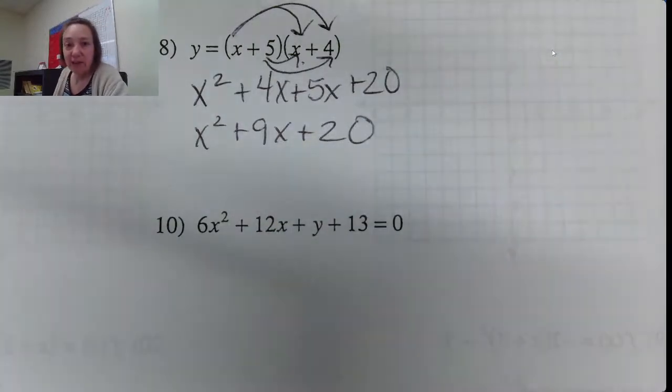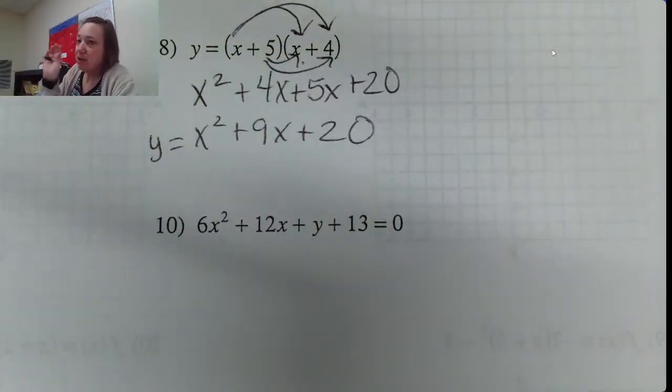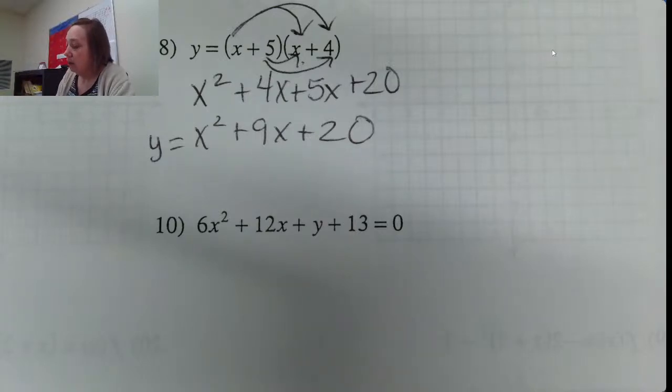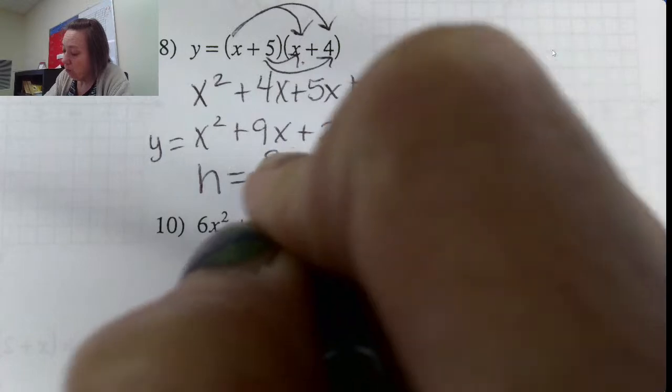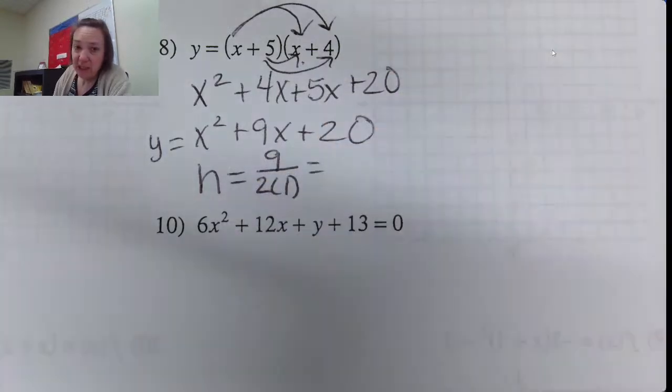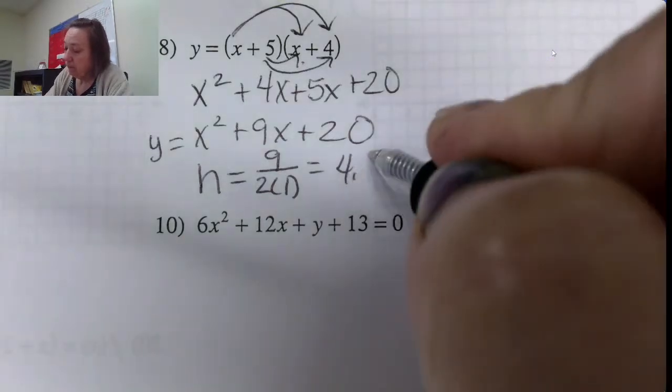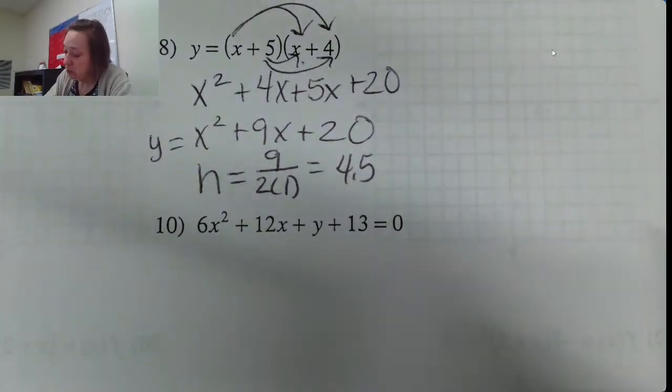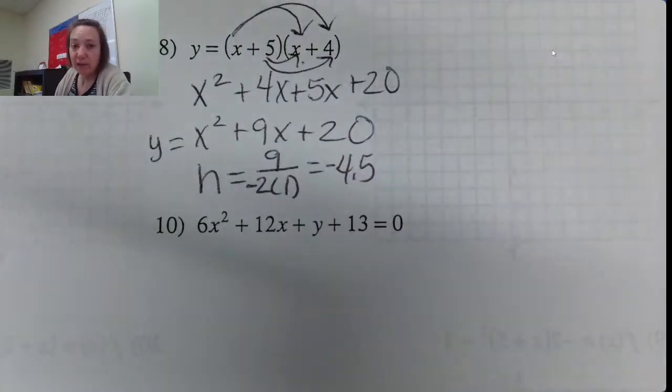So 4x and 5x is 9x. Now it's in standard form. Now we know what our A is, our B is, and our C is. Once we know what our A, B, and C is, we just do the same process that we've been doing, where we plug our B and our A in to find our H value. And then we take that H value and plug it in to find our K value, right? So let's do that. So H is negative B over 2A, which in this case is going to get us 4.5. Actually, I just goofed up and forgot my negative sign. Negative 4.5, right?